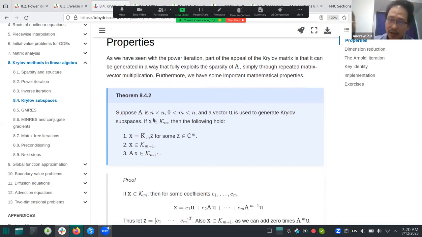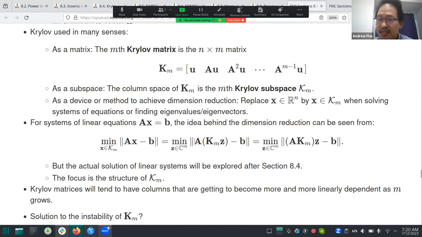The sequence of expressions that you've seen earlier really comes from theorem 8.4.2: if you have a starting matrix A, and you generate these Krylov subspaces, then if X belongs to that subspace, X has to have a particular form, okay? So it's a linear combination of all of those columns of a Krylov matrix. That's essentially what you see in this next step here. And then do some work, and you'll have a least squares problem where instead of looking at A, you look at A K_M as the matrix, and Z is now of substantially lower dimension than X.